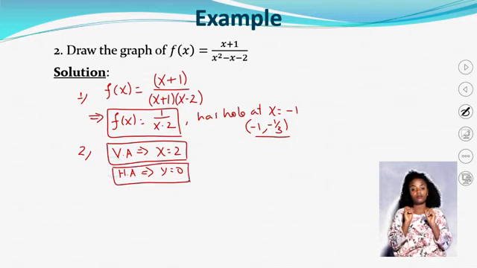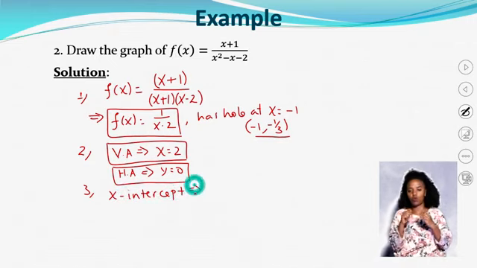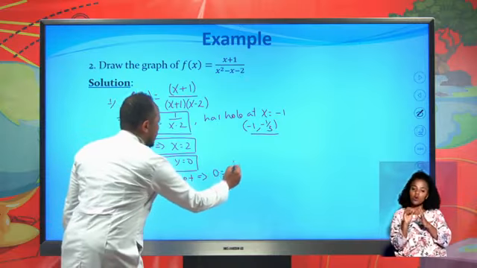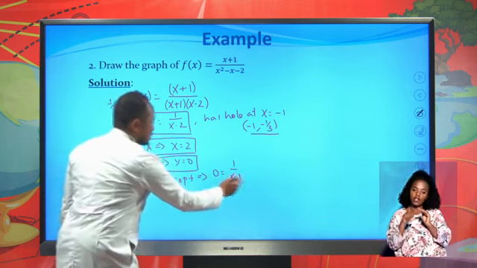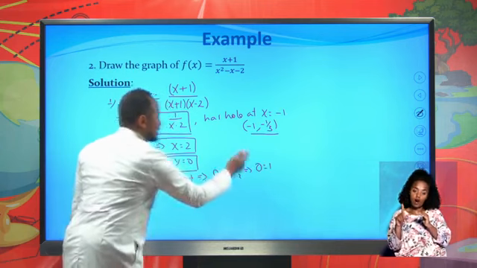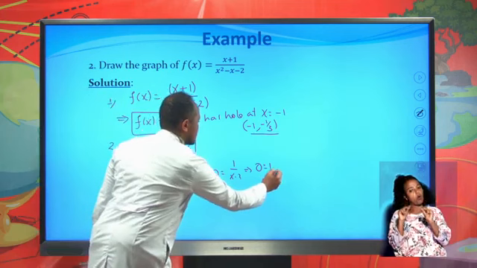Okay. Now, third, x and y intercept. To find the x-intercept, you make the value of y 0. So, f of x means y, make this 0. 0 is equal to 1 over x minus 2. When you cross multiply this, you get that 0 is equal to 1. This shows that it has no x-intercept.